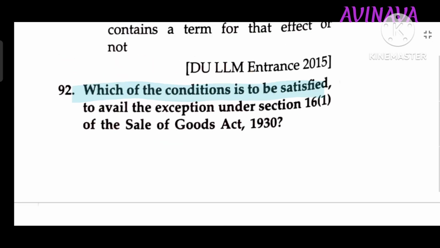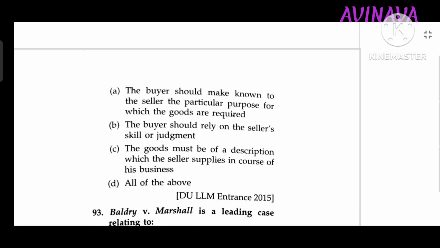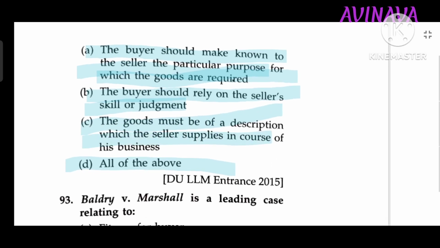Which of the following is to be satisfied to avail the exception under Section 16 Clause 1 of the Sale of Goods Act 1930? All of the above. The buyer should make known to the seller the particular purpose for which the goods are required. The buyer should rely on the seller's skill or judgment. The goods must be of a description which the seller supplies in the course of his business.